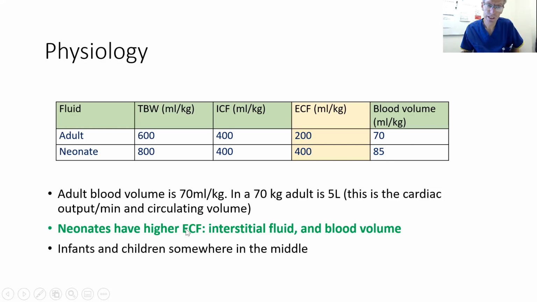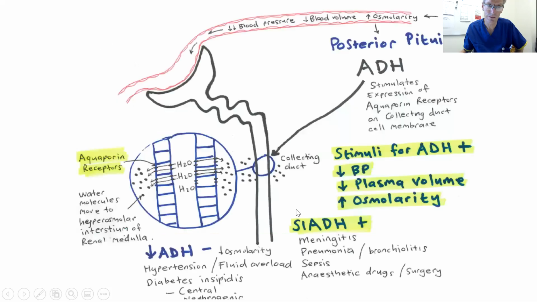Okay. Neonates have a higher extracellular fluid, and that is, they have more interstitial fluid and a higher blood volume. Proportionately, their intracellular water is about the same. And infants and children are somewhere in the middle. They're transitioning from a premature neonate to a neonate to an infant to a child in terms of this loss of extracellular fluid that characterizes the excess that occurs in neonates.